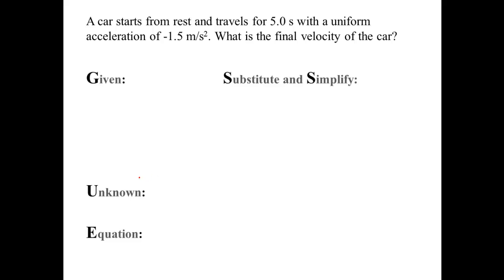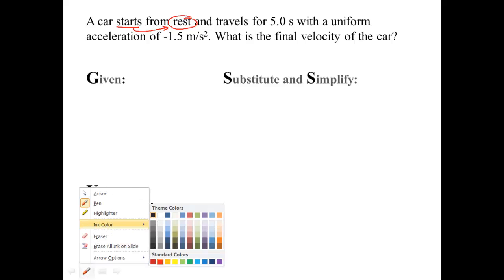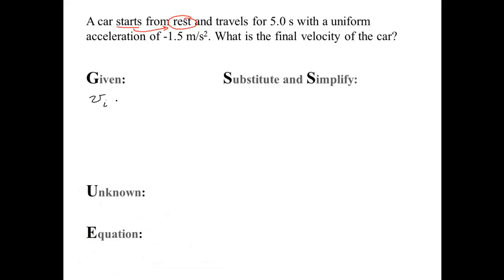A car starts from rest and travels for 5.0 seconds with a uniform acceleration of negative 1.5 meters per second squared. What is the final velocity of the car? Now, in reality, this word rest has a meaning to us. It means that the velocity is zero, and the fact that it starts from rest means that we can say that our velocity initial equals 0 meters per second.